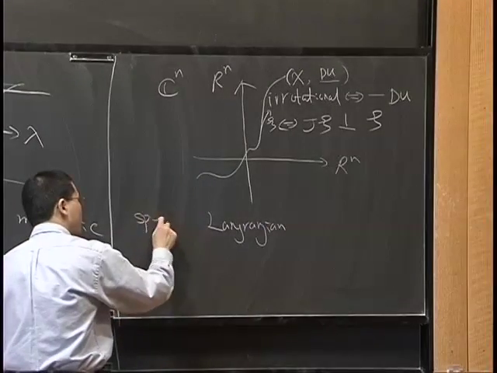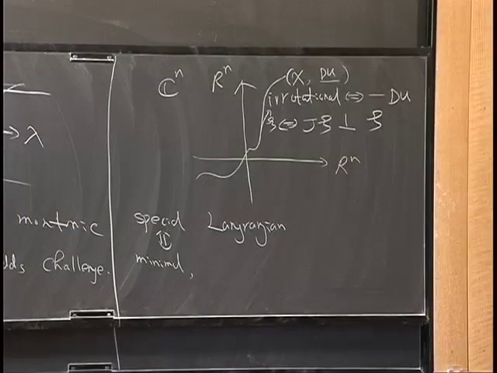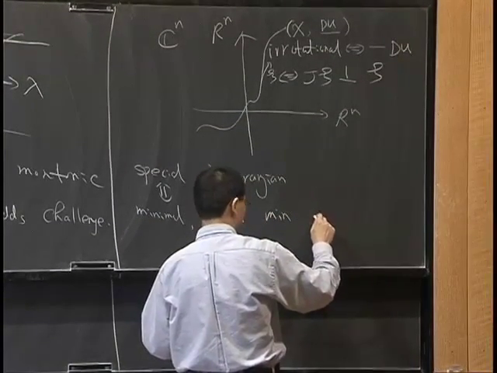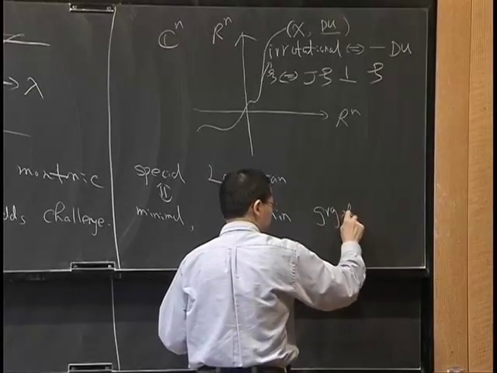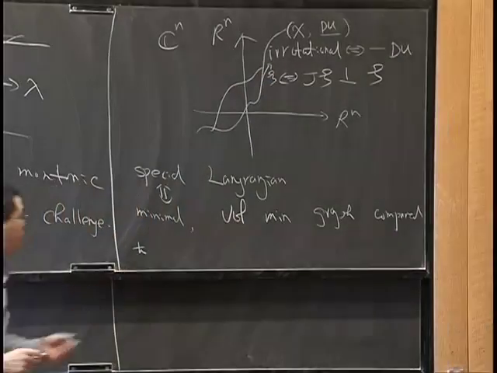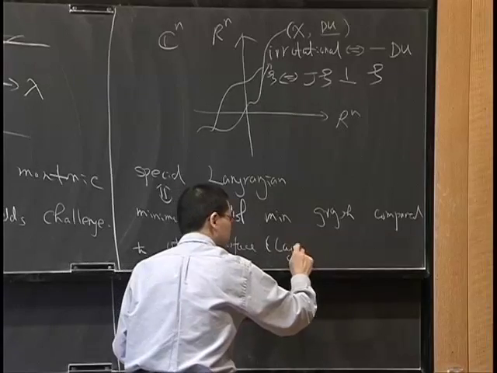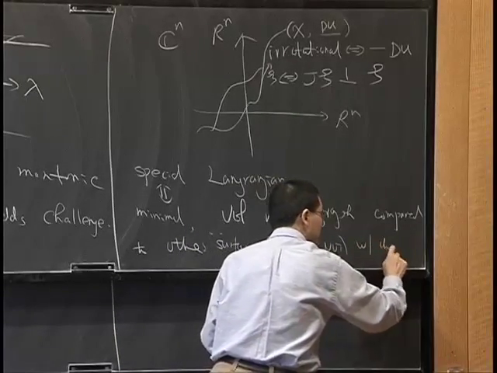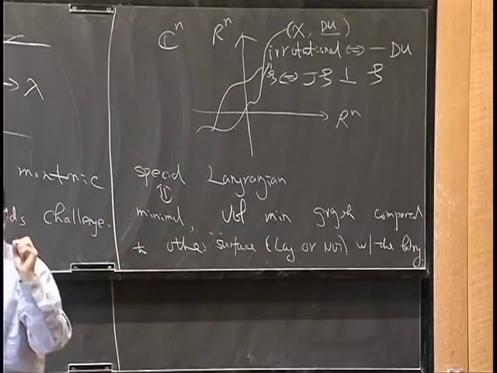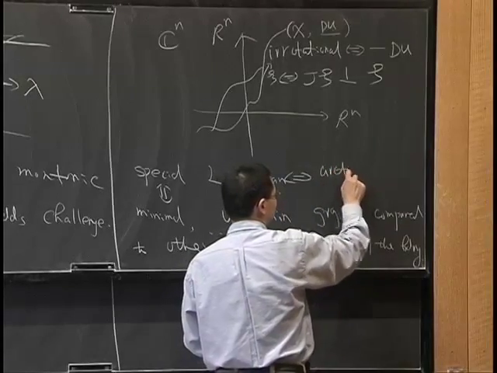And what do I mean by special? Special is nothing but minimal. In fact, it's a volume minimizing graph or submanifold, whatever, when compared to any other surfaces, Lagrangian or not, with the same boundary. And this irrotational graph is volume minimizing if and only if its potential u satisfies our special Lagrangian equation.